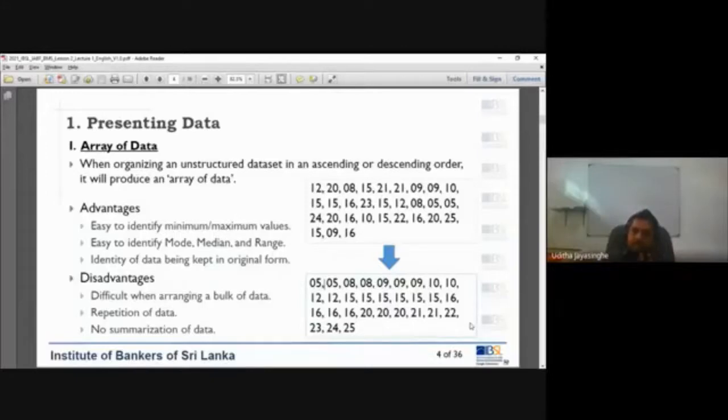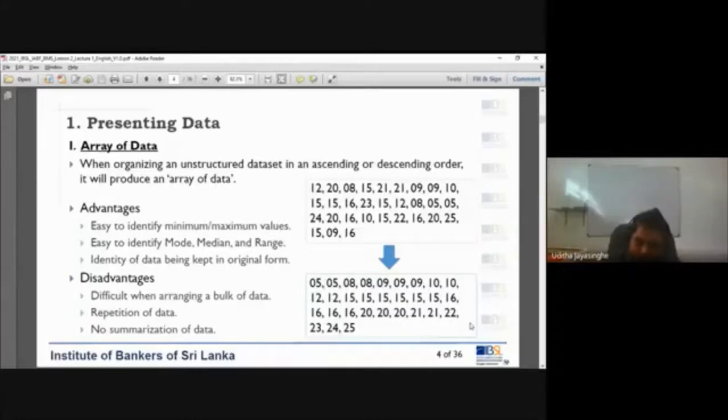Finally, data is being kept in the original form. We do not tabulate them. We do not draw a pie chart and represent them. So with the data as it is, you can understand what the numbers are going to tell you. The greatest disadvantage is the one that I discussed, maybe 300,000, 2,000 items. It's very difficult to get a sense from just looking at a bulk of numbers.